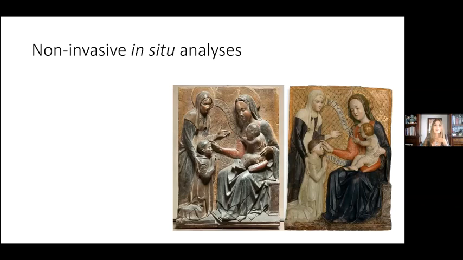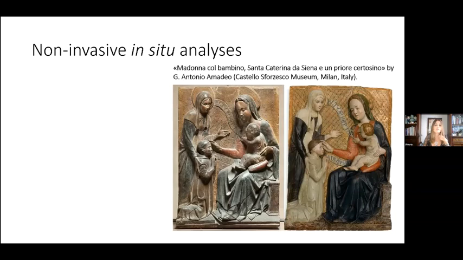This Renaissance polychrome earthenware bas relief is property of the ancient art museum of the Castello Sforzesco in Milan, where it is also shown. And it is attributed to the workshop of the great Italian master Giovanni Antonio Amadeo. Recently, the artwork underwent an important and necessary cleaning operation, since the surface was entirely covered by a dark layer of material that settled over the decades, as you can see from the two pictures that are before and after the cleaning.